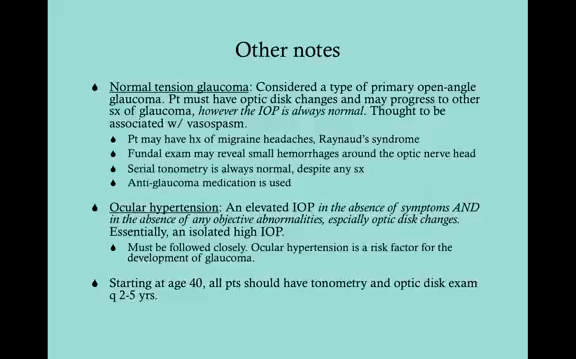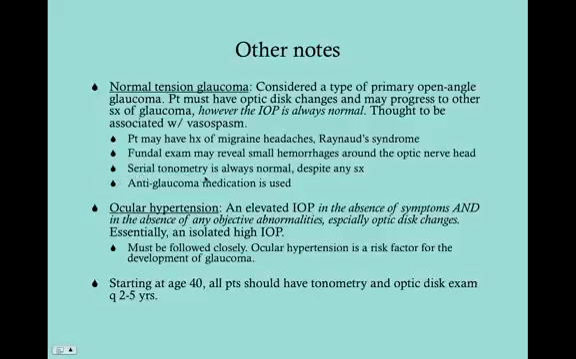And this is thought to be associated with vasospasm. So if the patient has a history of migraine headaches or Raynaud's syndrome, that's something worth eliciting. They tend to have a history of migraine headaches, particularly with visual auras, and that's another important aspect too. If you do a fundal exam, you might be able to find small hemorrhages around the optic nerve head, and that's thought to be associated with vasospasm.